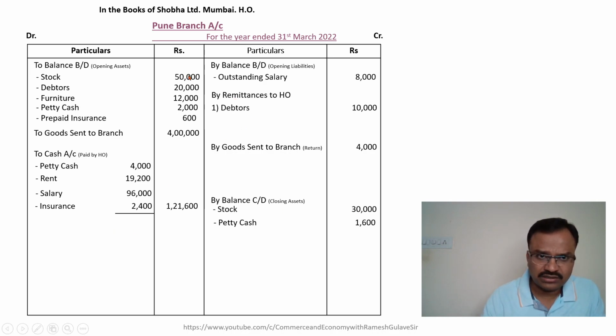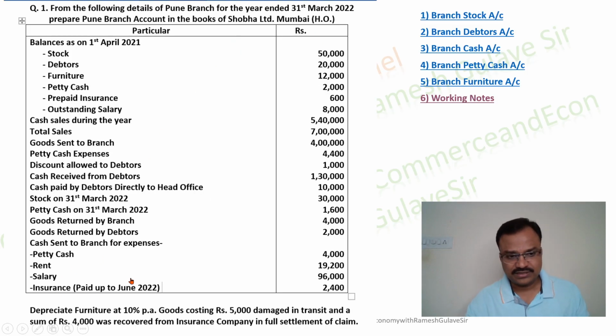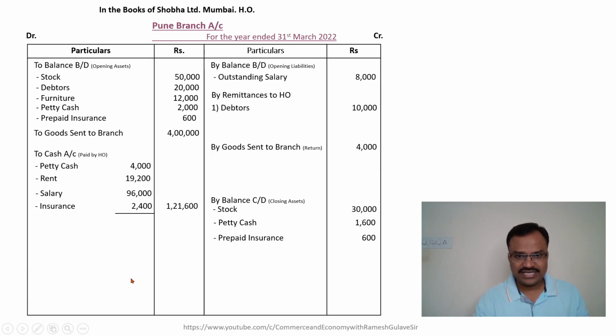So we have recorded items up to this cash account expenses up to the insurance, which are 1,21,600. Now as we have calculated the amount of prepaid insurance, which is 600 rupees in the working note, this is recorded here as a closing asset, prepaid insurance rupees 600. Right. Now I hope that the posting of important items in the branch account is clear.